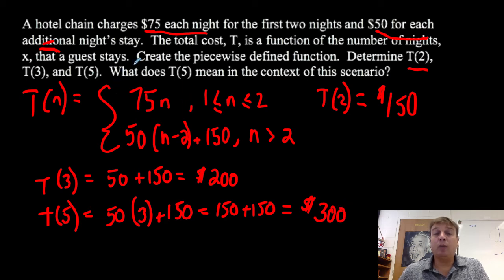Right here it asks, what does T sub 5 mean in the context of this scenario? Well, it means that I paid the first 2 days at $75 each. Then I have 3 days that I'm paying at $50 each. Therefore, my total stay is going to cost me $300. That's what it means in the context of this scenario.